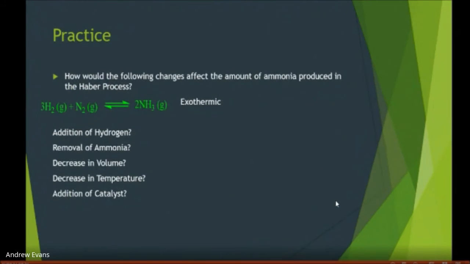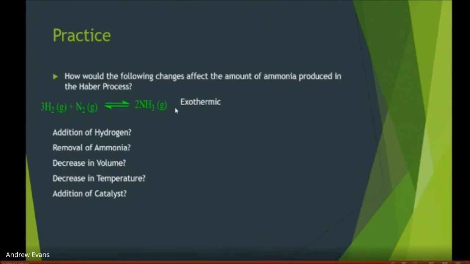So let's look at the Haber process. What would adding hydrogen do? Adding hydrogen, you're adding a reactant. You're going to shift towards products. What would removing ammonia do? Removing ammonia is going to shift towards products. A decrease in volume, which is an increase in pressure, 4 moles of gas to 2 moles of gas, is going to increase products. Decrease in temperature, we're removing a product, shift towards products.